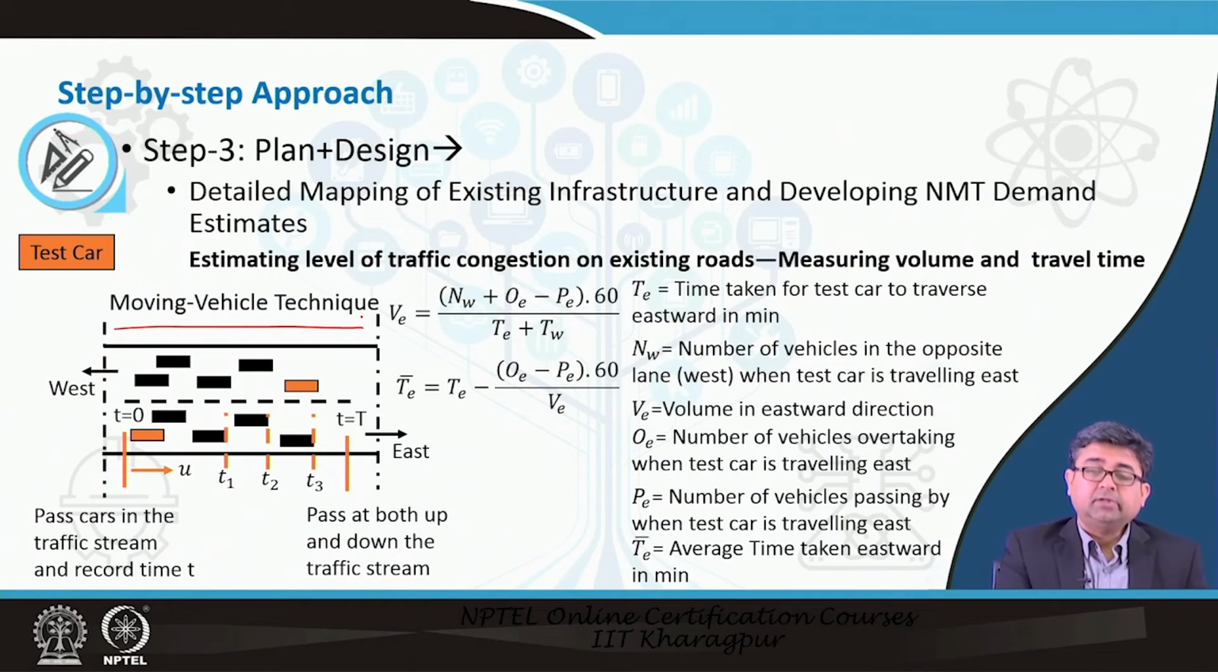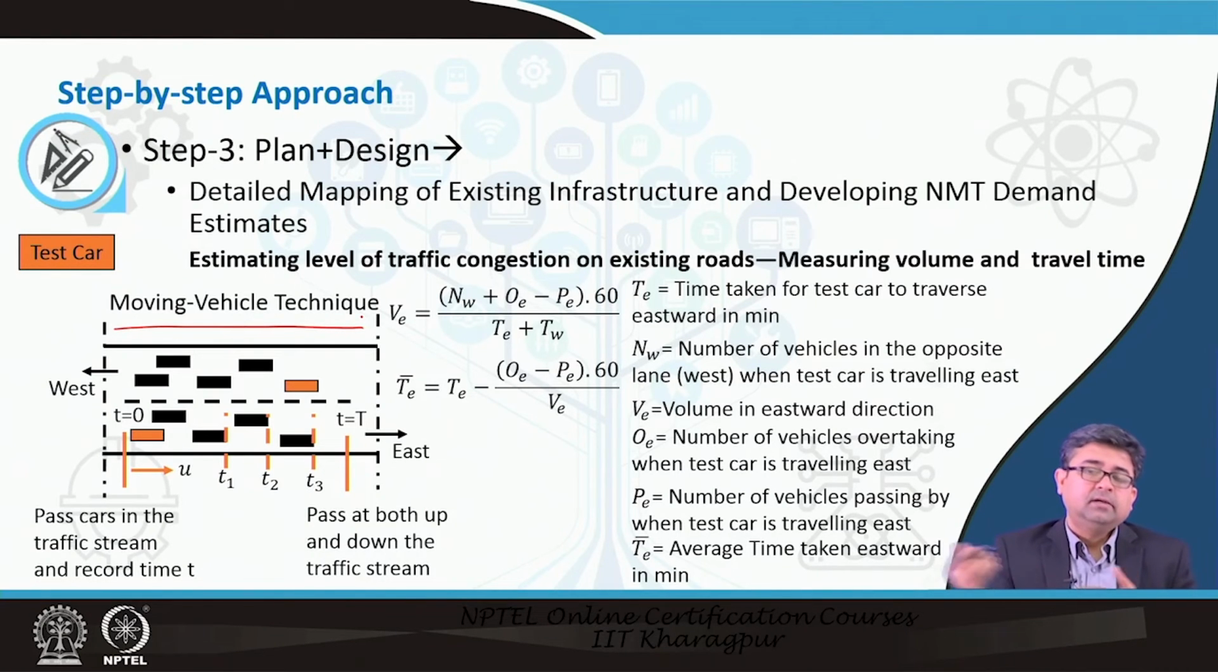The moving vehicle technique is nothing but you drive your test vehicle along the direction and also in the reverse direction, going at a speed that is very representative of the traffic stream. So, you do not drive very fast or very slow, and how do you know whether you are driving too fast or too slow? While driving the car, you have to make sure that you overtake the same number of cars as are overtaking you, right. If you overtake 2 cars and 2 cars are overtaking you, that means you are driving at an average speed of that traffic stream. So, it is a very simple experiment.